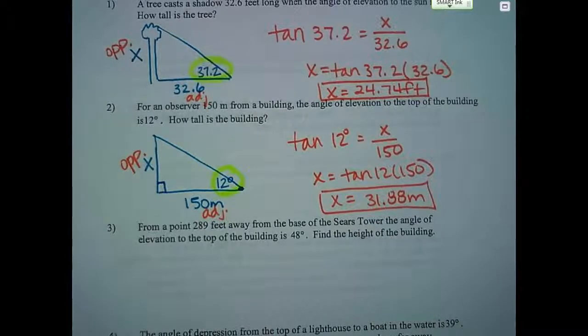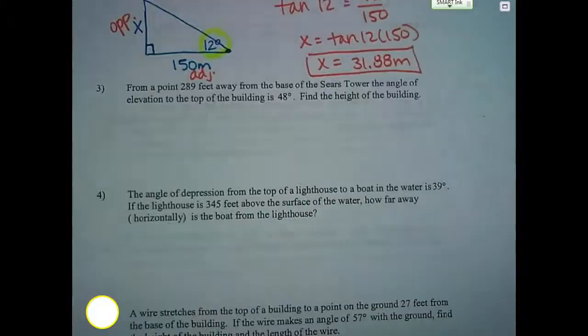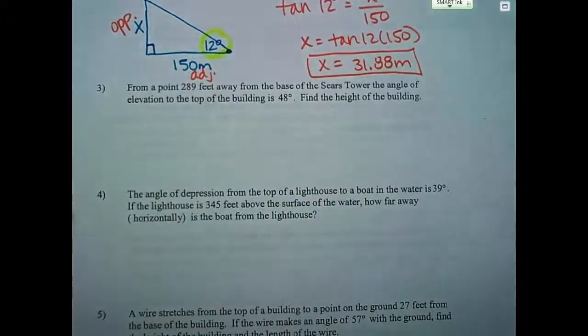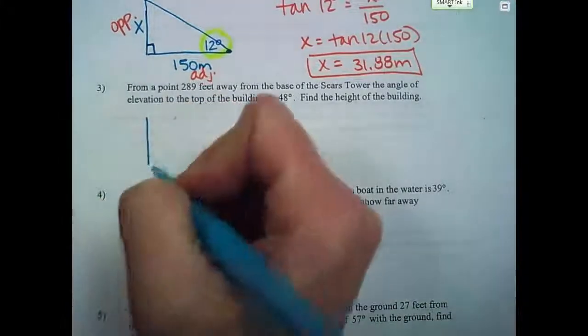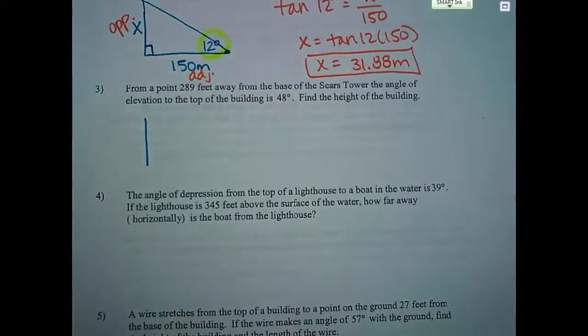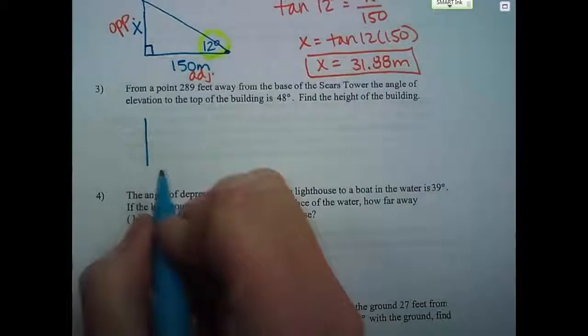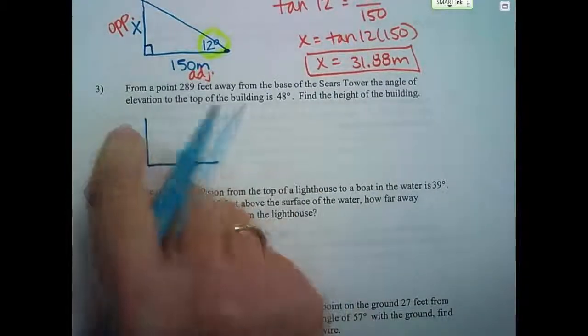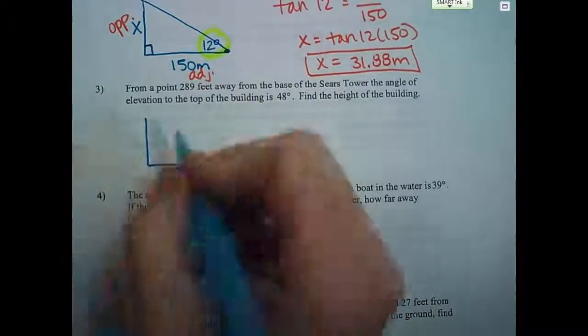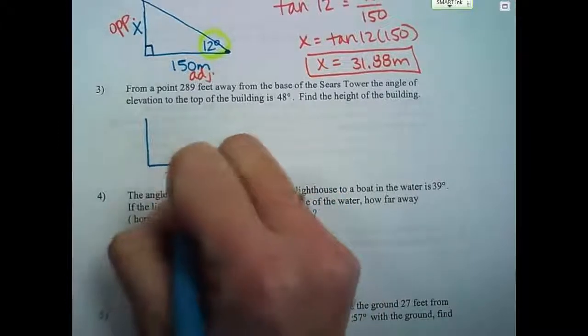Now number 3 is very similar. So I'm going to pause it, let you try it, and then we'll do number 3. Alright, so a point that's 289 feet away from the base of the Sears Tower. So here's my Sears Tower. You'll notice I've been drawing my triangles to the right. It doesn't make it correct, it's just a way to do it, okay? So here's my Sears Tower, and a point which goes here is 289 feet away.